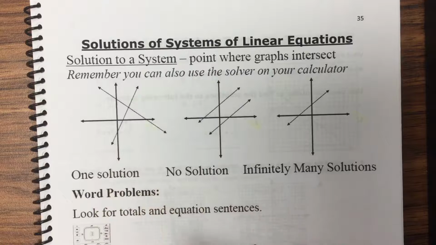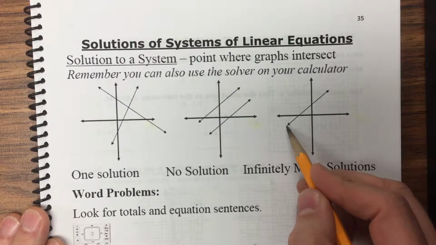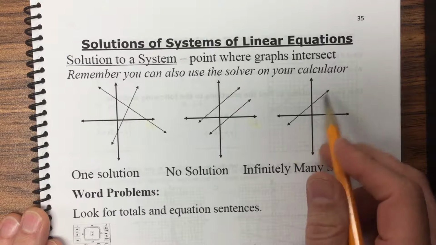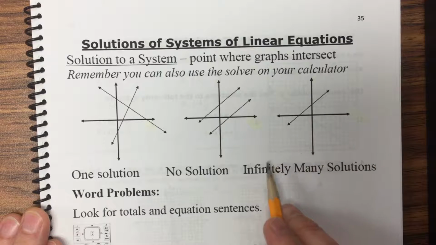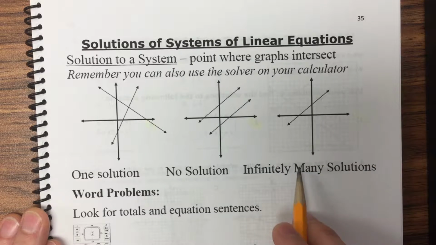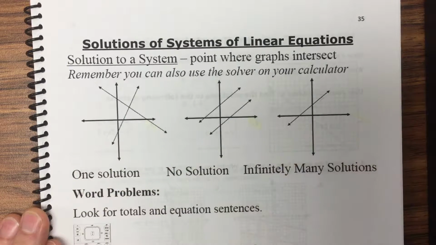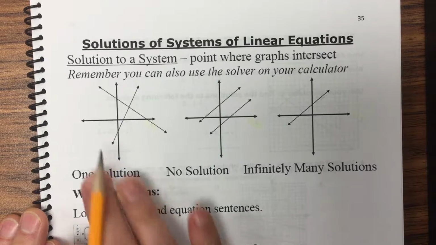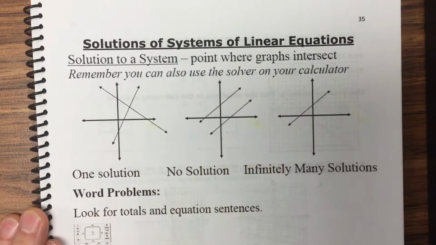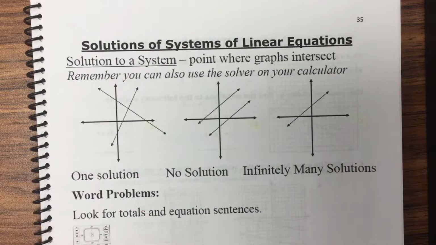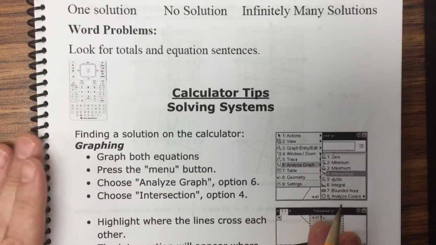Or if you graph both lines and realize they're the exact same line right on top of each other, you can have infinitely many solutions. These are the only three possible types of solutions: one, none, or infinite. Okay? Here, I want you to look at on your own time.